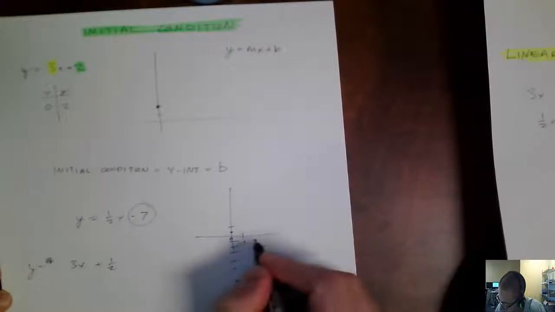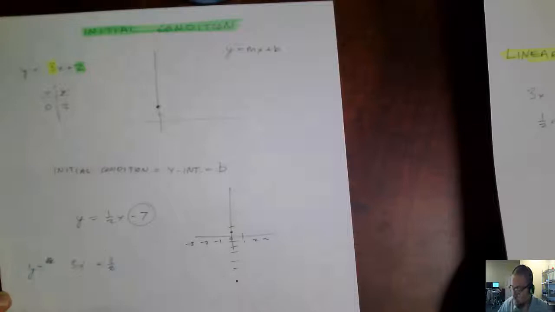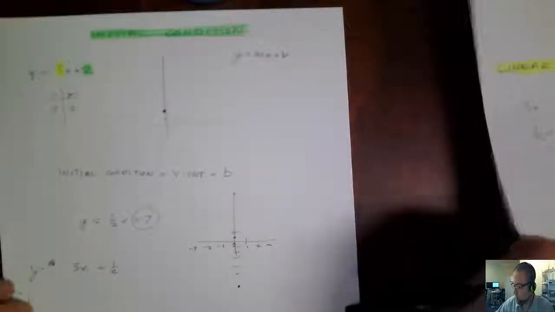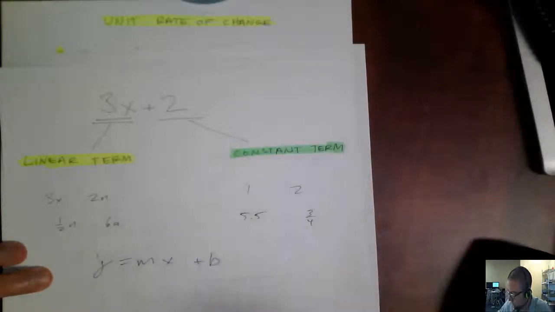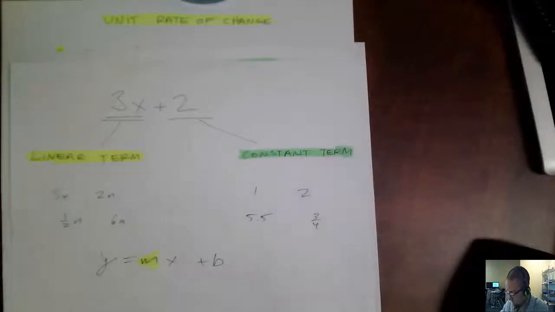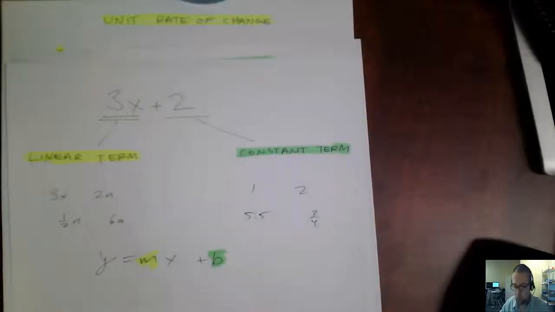It's the initial condition when x equals 0, right? X goes 0, 1, 2, 3 out that way, and -1, -2, -3 out that way. So when it's at 0, you're on the y-axis. Okay, that's the initial condition. The other term, so another way to write this, right, was y equals mx plus b, where m is your linear term and b is your constant.